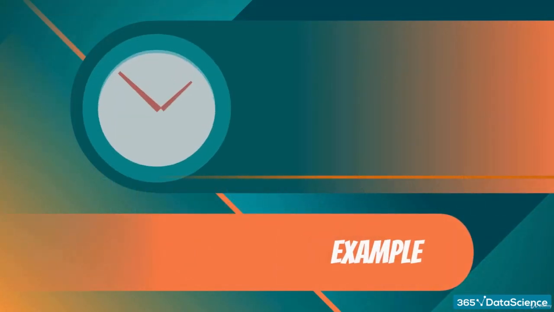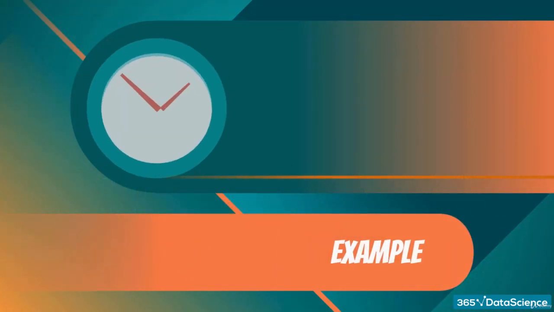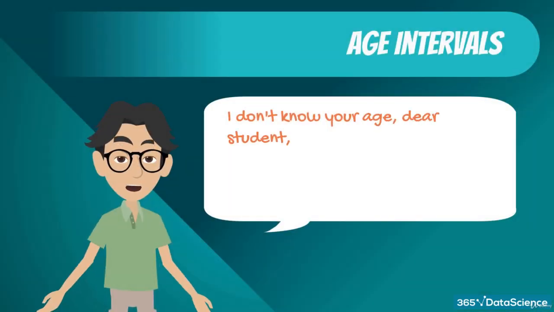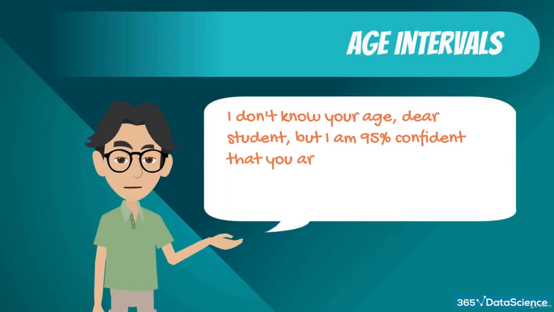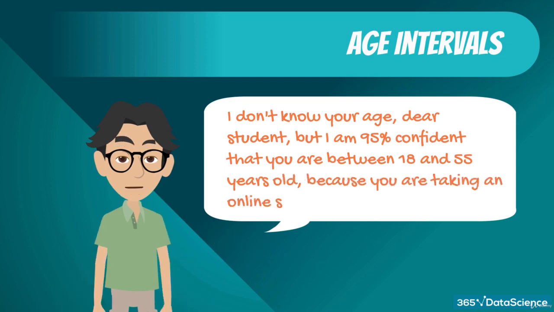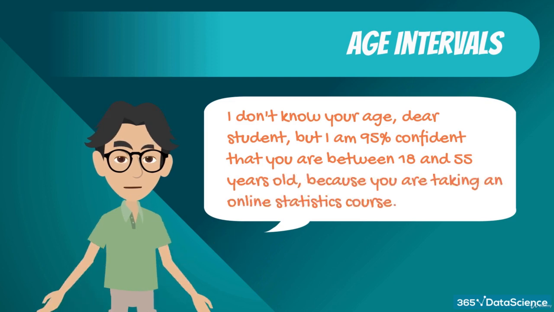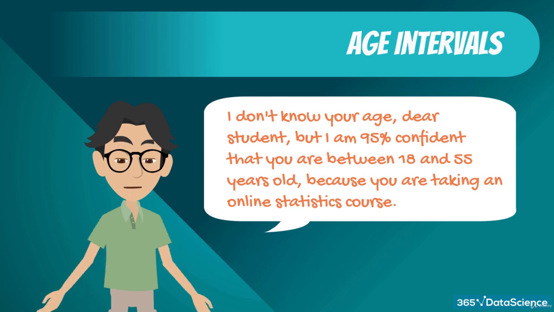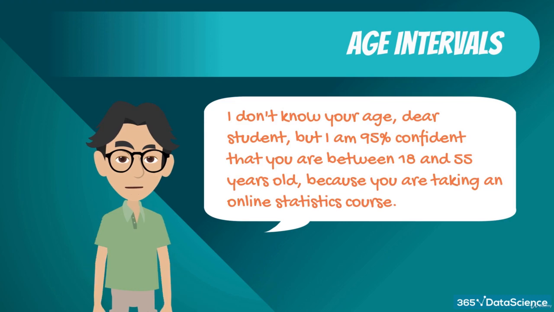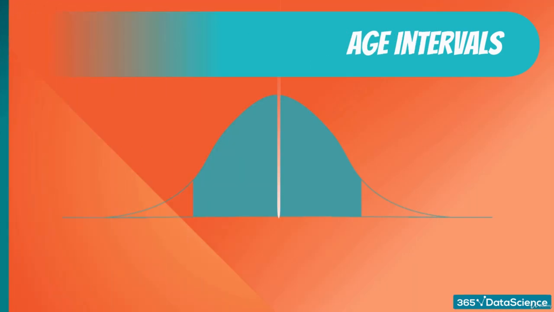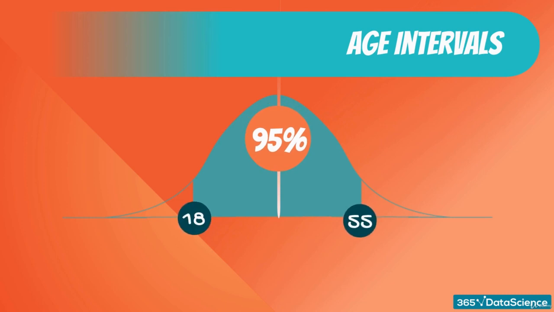Let's see an example, just to make sure we have solidified this knowledge. I don't know your age, dear student, but I am 95% confident that you are between 18 and 55 years old, based on the fact that you are taking an online statistics course. That's not much information to begin with. Plus, I don't have any information about the age of any of the students, hence the wide interval. Okay, so I am 95% confident you are between 18 and 55 years old.